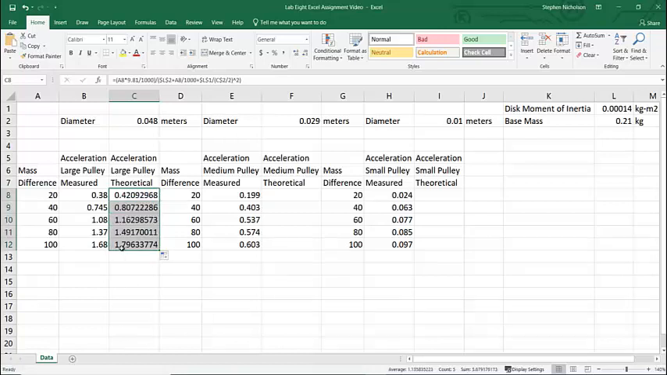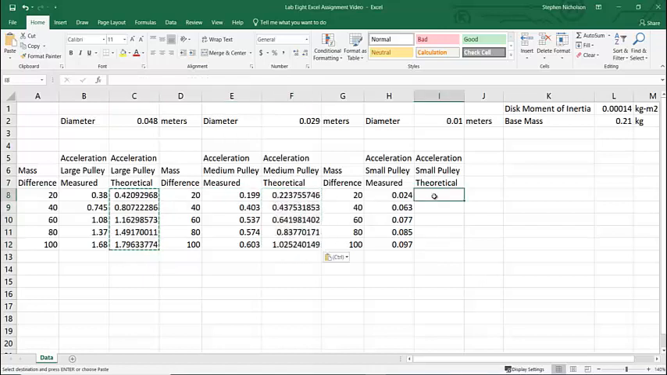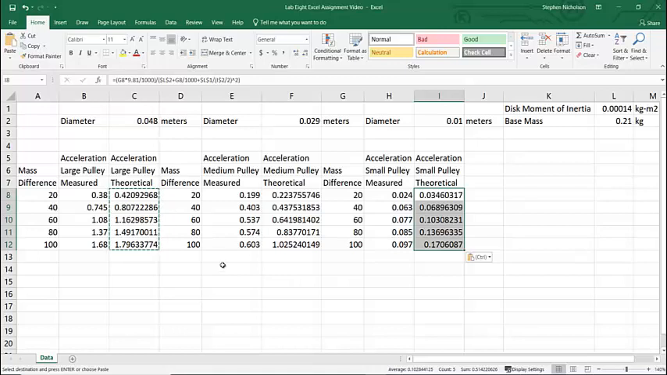So there's my theoretical, here's my actual. And then I'm just going to copy this. So highlight those 5 cells, do Control C, go over here and do Control V, and do the same thing here, Control V. And so now we have measured versus theoretical for all 3 cases.